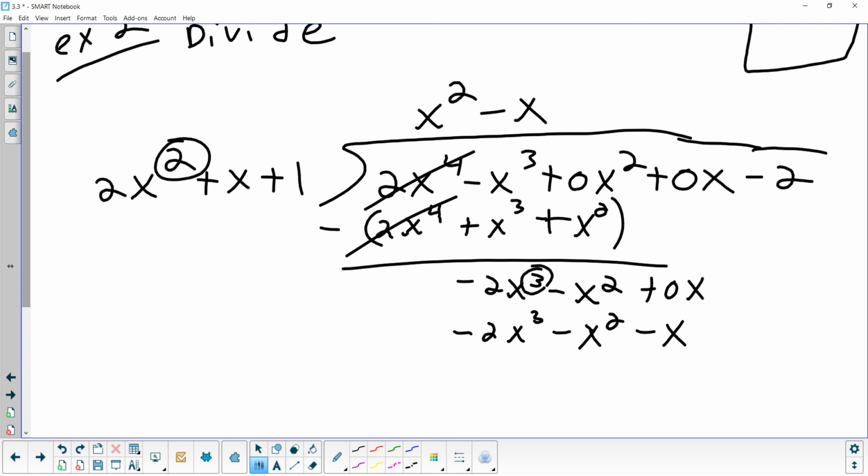All right. And now, Hannah, what do I do with these columns? You subtract them. What's negative 2x cubed minus negative 2x cubed?